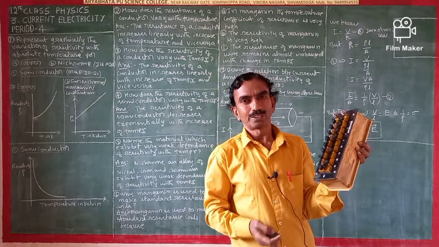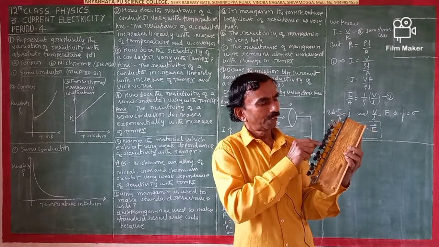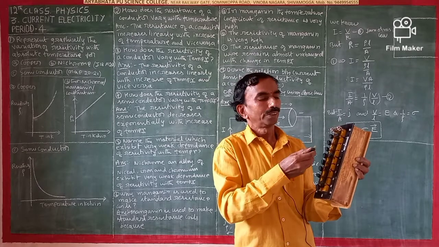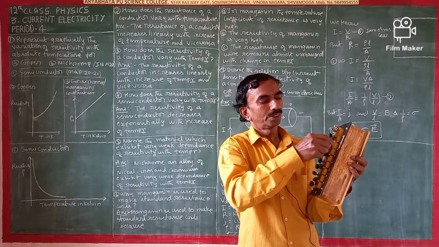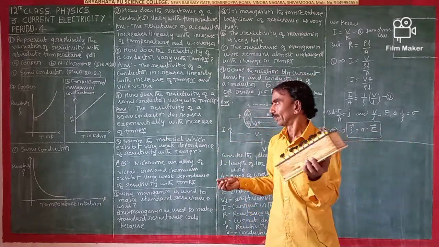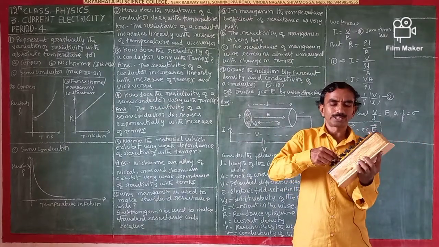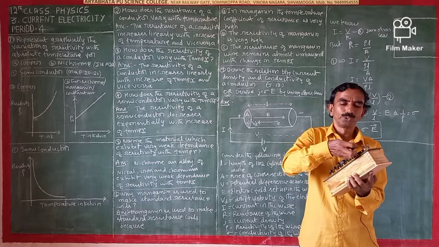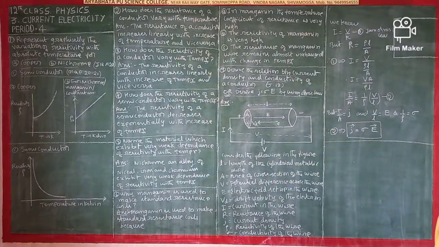If you want 5 ohms, it is ready. If you want 4 ohms, 2 and 2 ohms. If you want 3 ohms, the first and the third, 2 plus 1. Whatever ohms we want, we can get it perfectly by unplugging. This is used in resistance coils. So why is it used? That is asked in this question.